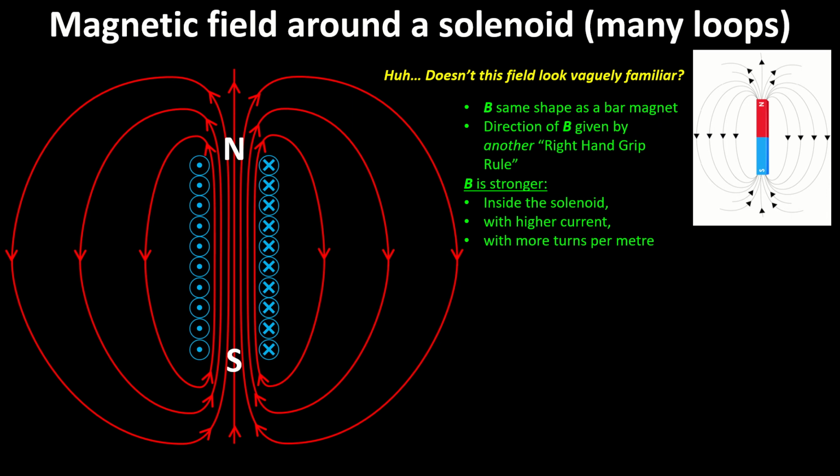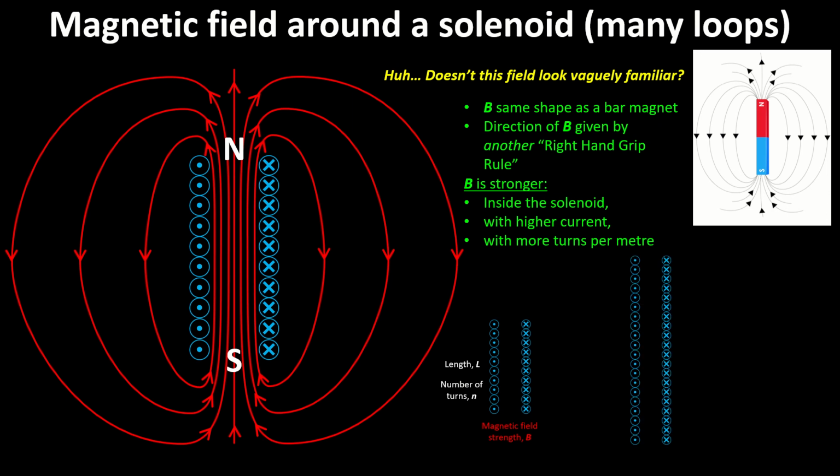So, for example, just to show you what I mean, if I had this solenoid which has a certain length and a certain number of turns, and it gives a particular magnetic field strength. Now, if I was to make that twice as long, okay, I've got double the length, but I've also got double the number of turns. So in terms of number of turns per meter, it's actually the same. So I'd actually get the same magnetic field strength out of that. It would just extend for longer.